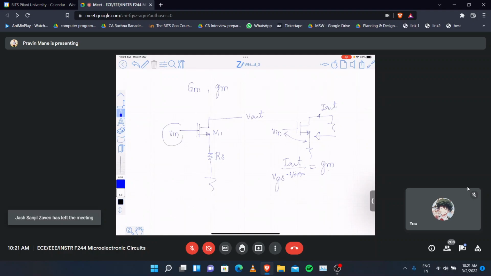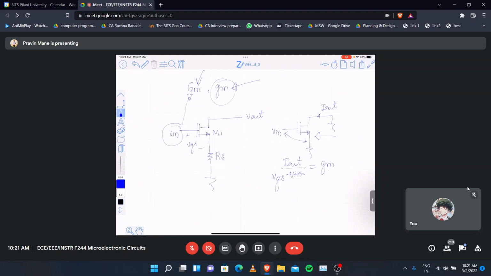Here you say, is V in equal to VGS? No. You have to add the voltage drop across R. So in this case, I will be calling this circuit transconductance, capital GM. This is called device transconductance. This is circuit transconductance. So I out by V in.